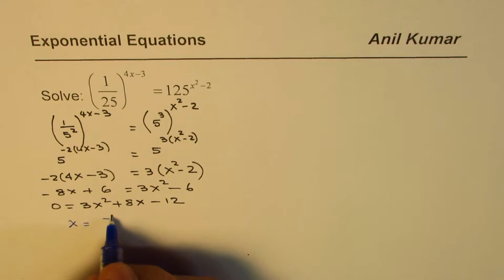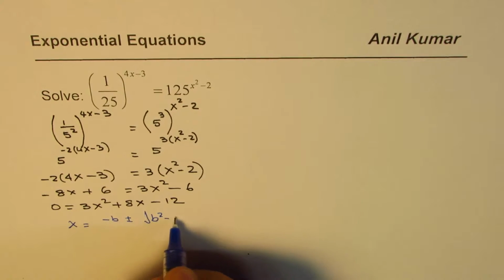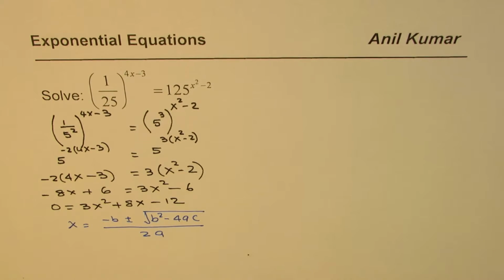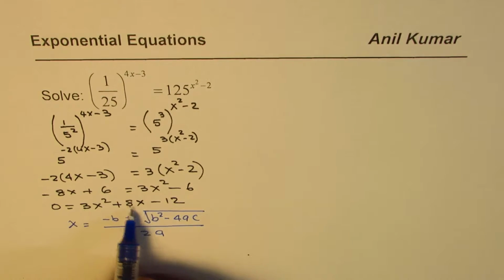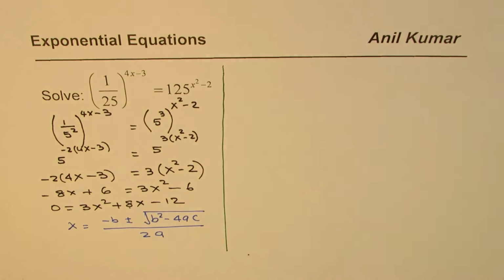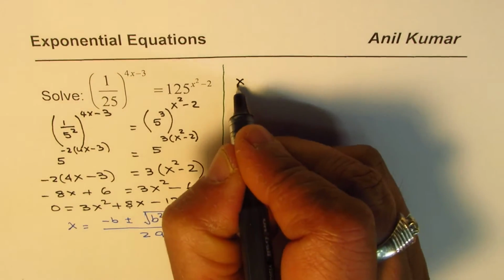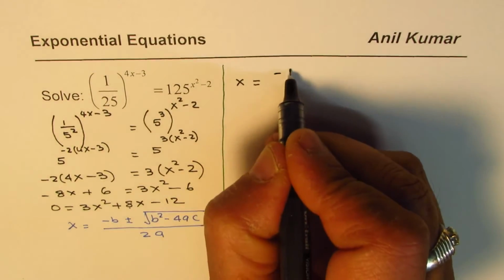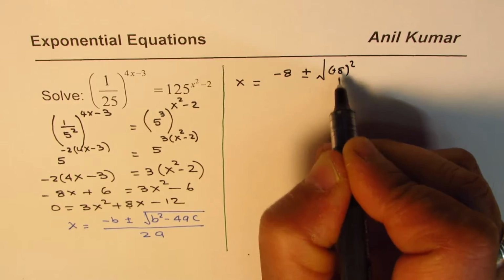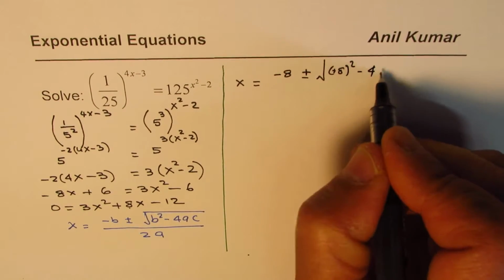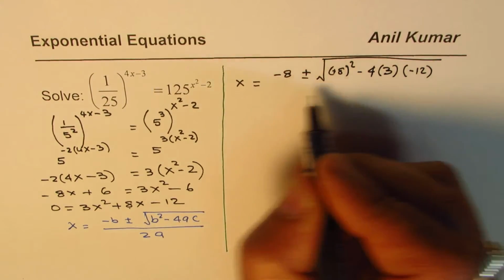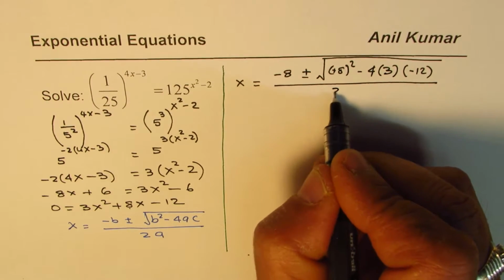Quadratic formula, you remember, is minus b plus minus square root of b squared minus 4ac, divided by 2a, right? So here a is 3, b is 8, and c is minus 12. So let us use the quadratic formula to solve it further. So what we get here is x equals minus b, that means minus 8, plus minus square root of b squared minus 4 times a, which is 3, and c, which is minus 12, divided by 2 times 3, okay?